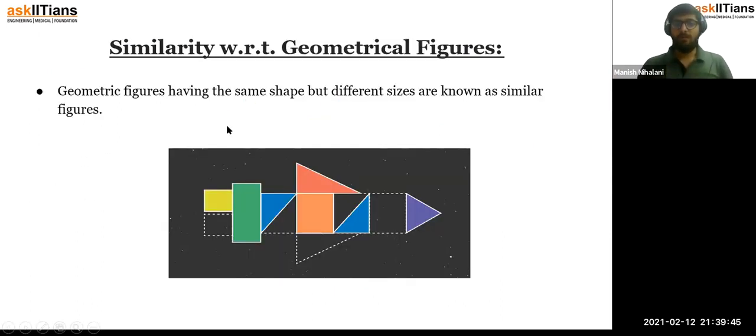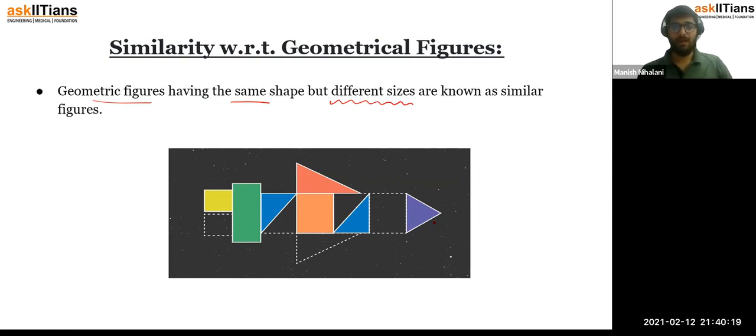So now we'll talk about similarity with respect to geometrical figures. See, geometrical figures having the same shape but different sizes are known as similar figures. So if they have the same shape but the sizes are different, then they are similar figures, right? Because if the sizes are the same, then they will be congruent, right? So we are talking about similar figures in this.